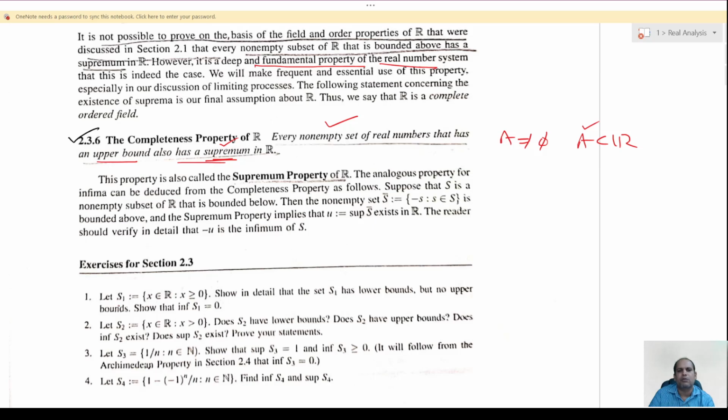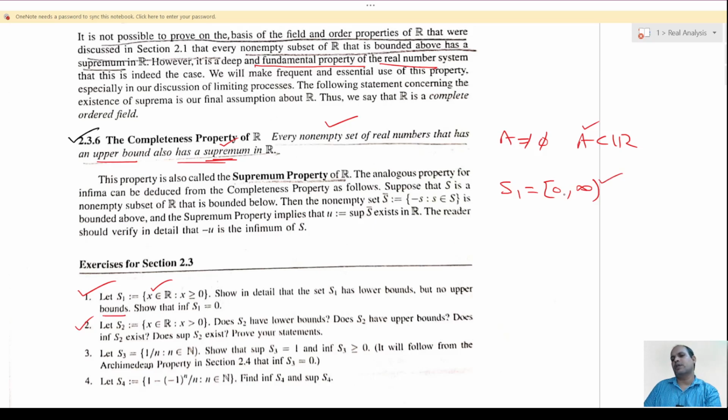So let us do question number 1. Continue our discussion with some examples. For the sake of explanation, let me explain question number 1. S1 is basically the collection of all those real numbers such that x is greater than or equal to 0. So I can write S1 as the closed interval 0 to infinity. Now the question is whether this set is bounded above. So this set is not bounded above.